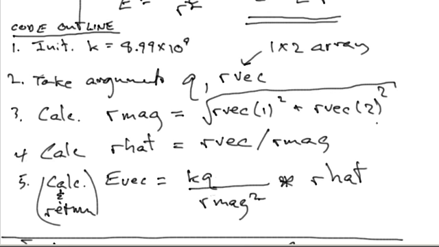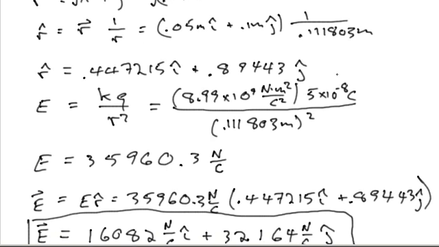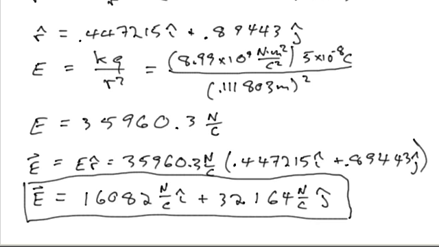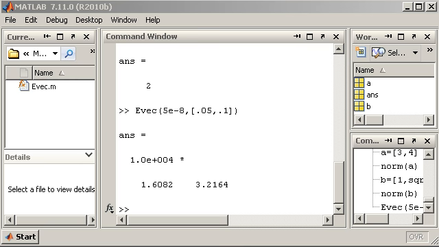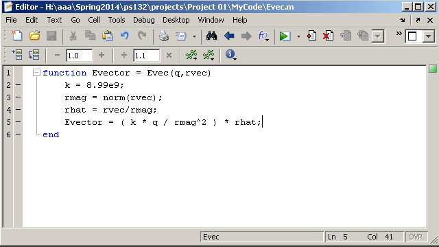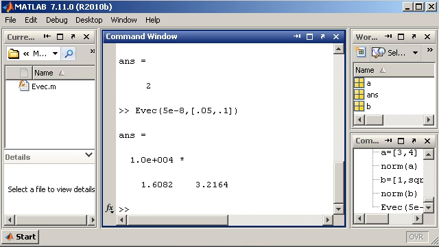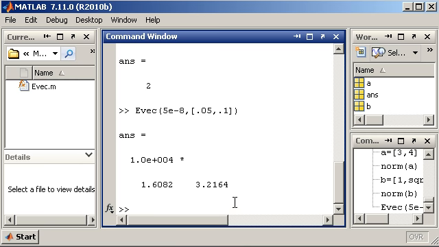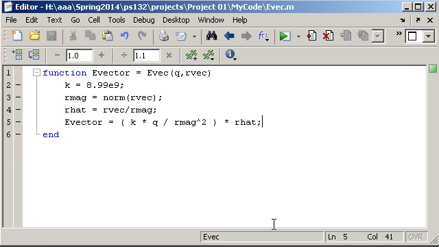Let's see what I had in my test case. 16,082. It actually looks pretty good. And 32,164. 32,164. So I had some intermediate things that I could check, worked out here if that hadn't come out, but it did come out perfectly. So looks like this piece of code is working.